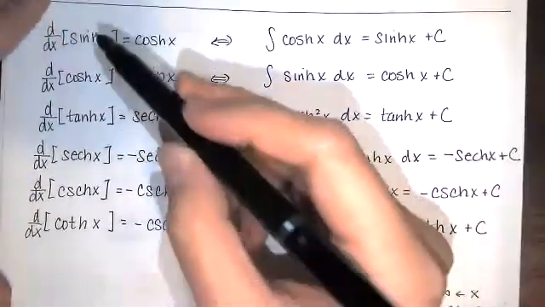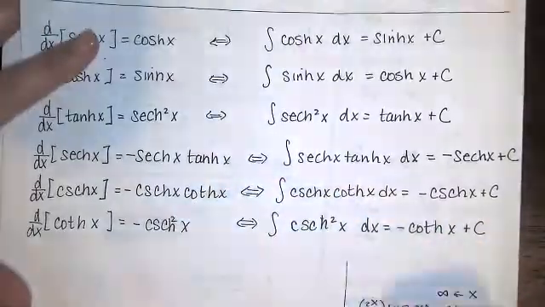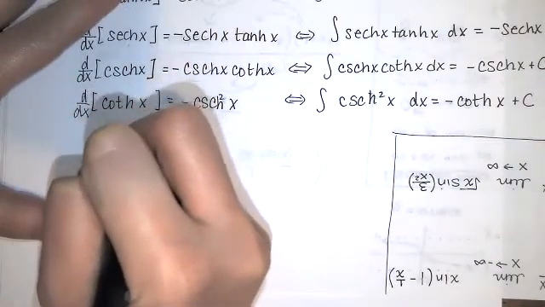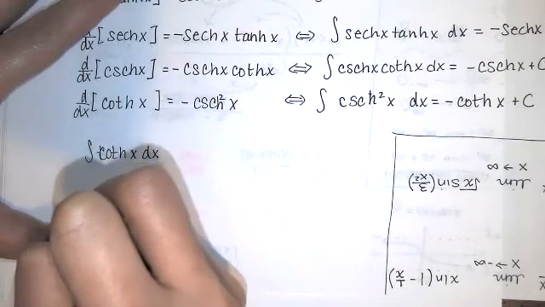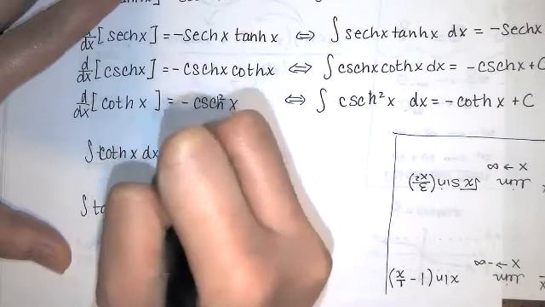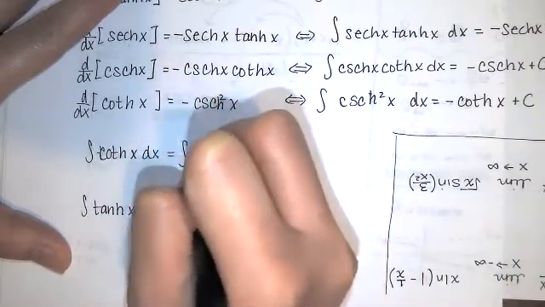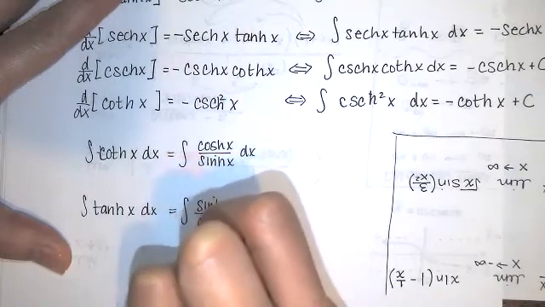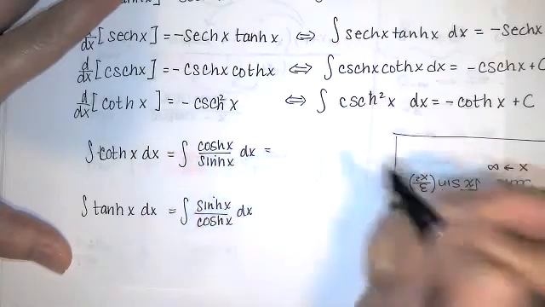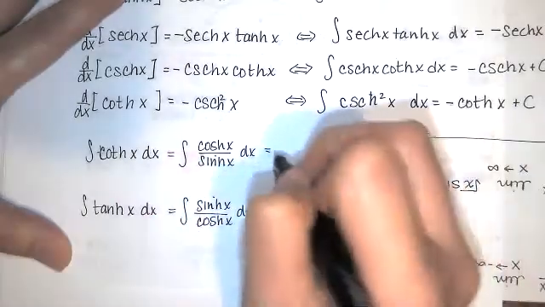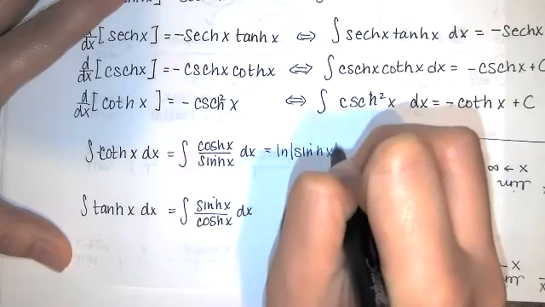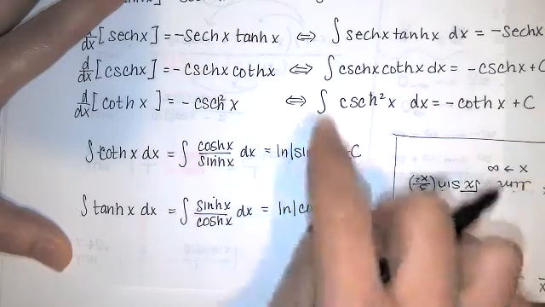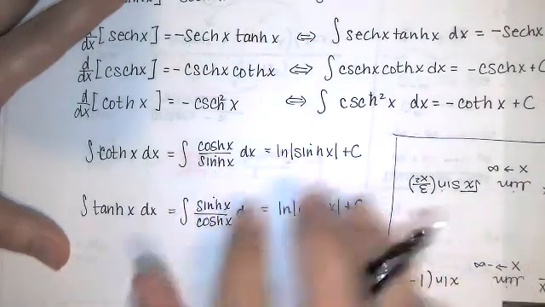Now, we don't have rules for the hyperbolic cotangent and hyperbolic tangent, but you can come up with rules for these by writing them as hyperbolic cosine over hyperbolic sine, and hyperbolic sine over hyperbolic cosine, and doing a u-substitution. If you do the u-sub, since the derivative of this is this, we end up with natural log of the absolute value of the denominator in both cases.